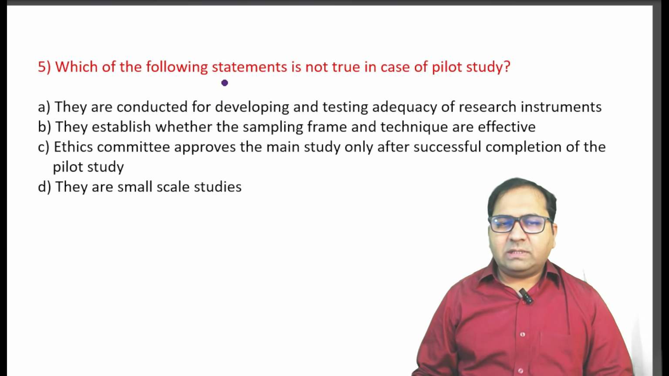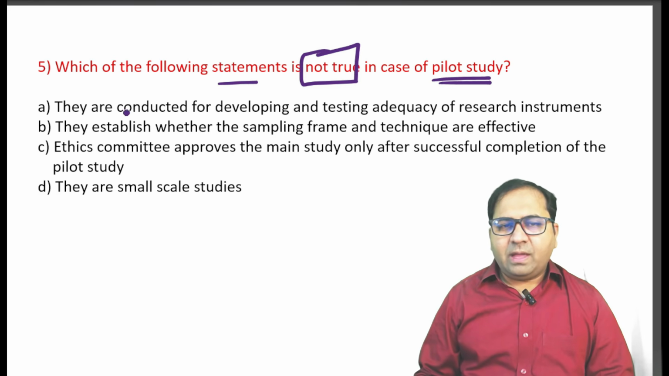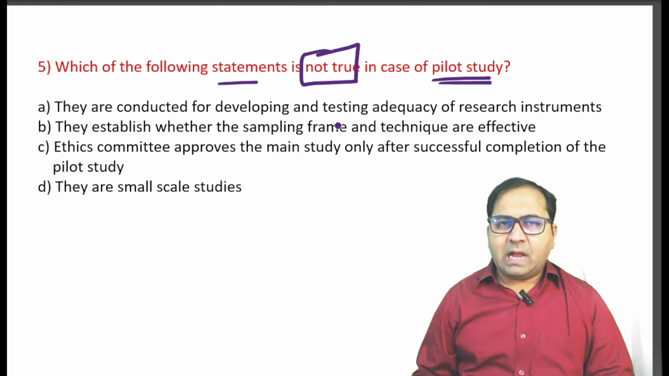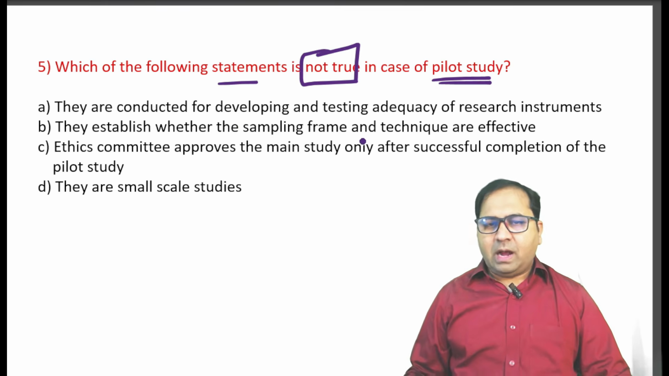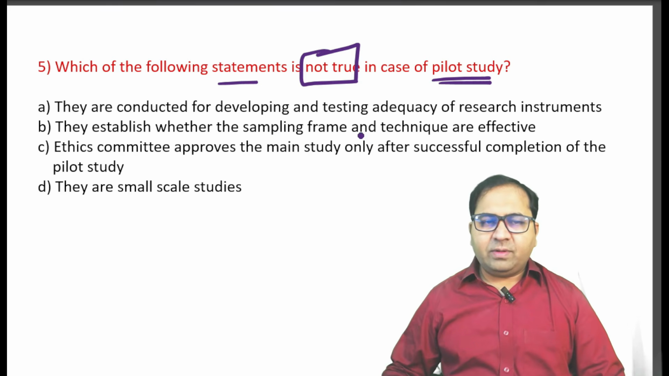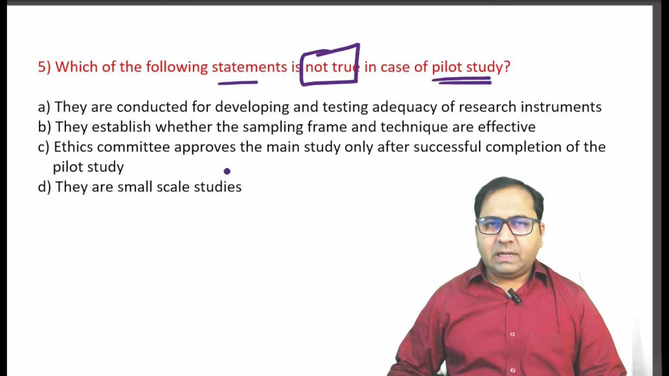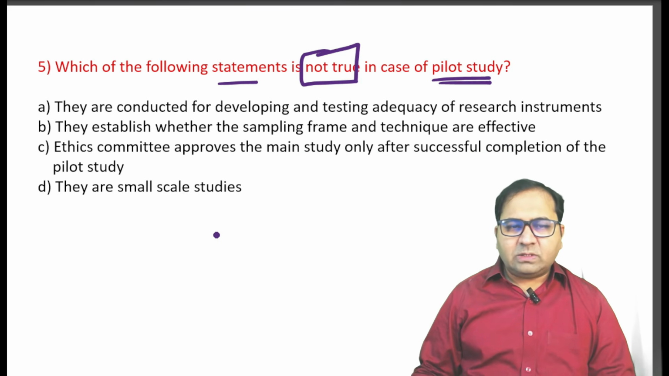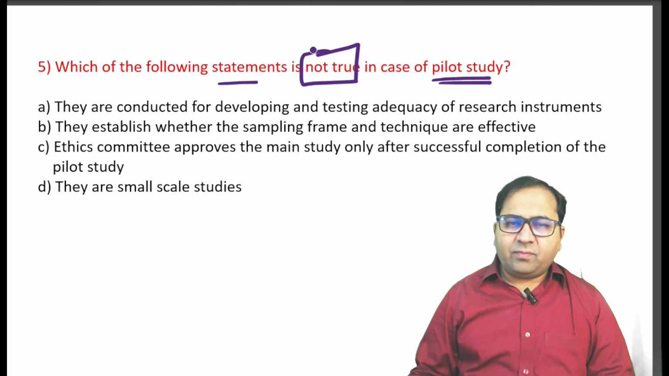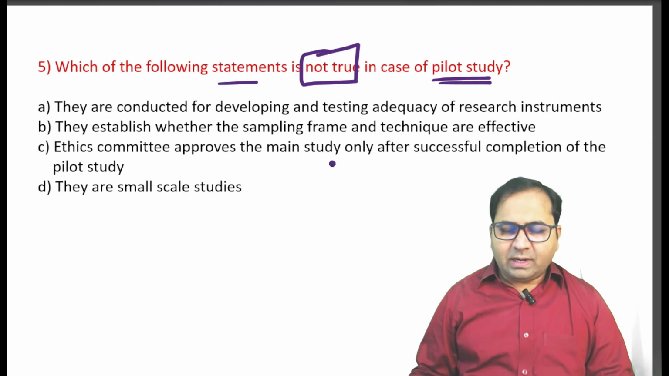Which of the following statements is not true in case of pilot study? The options they gave are A. They are conducted for developing and testing the adequacy of research instruments. B. They establish whether the sampling frame and techniques are effective. C. Ethics committee approves the main study only after successful completion of the pilot study. Or D. They are all small scale studies.